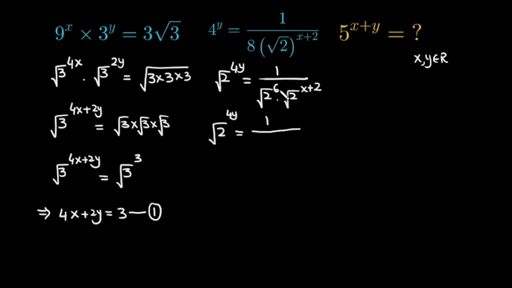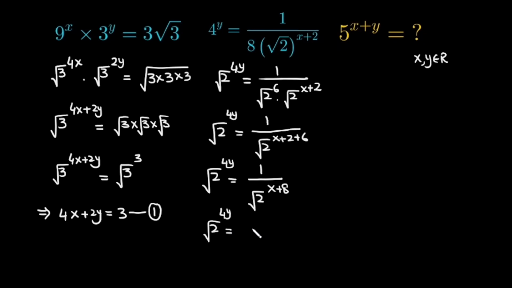bases are same, so you can add the exponent. So this is √2 raised to the power x plus 2 plus 6. So in the next step, this is √2 raised to the power 4y equals 1 over √2 raised to the power x plus 2 plus 6. 2 plus 6 is 8. So this is x plus 8. So in the next step, this is √2 raised to the power 4y equals √2 raised to the power minus (x plus 8).